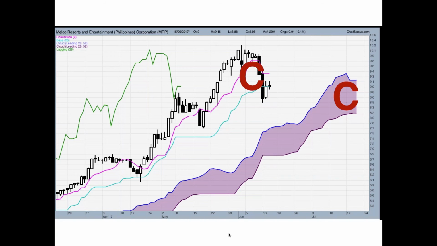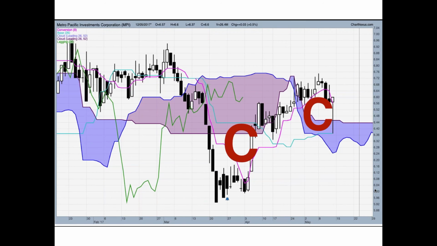Now, in a C-clamp pattern, not only is there a wide distance between the Tenkan-sen and the Kijun-sen, if you look to the right, there's also a wide distance between the Senkou A and the Senkou B line. If you find these C-clamp patterns on a chart, you know that you're able to do bounce plays. Once price hits the target price at the Kijun-sen, you know that prices are also likely to bounce.